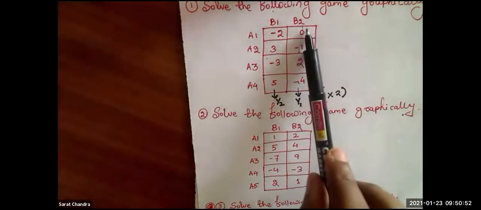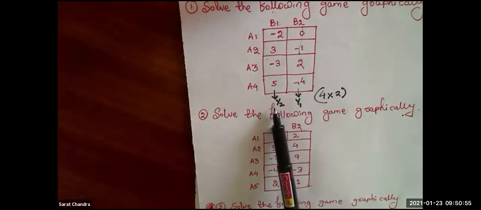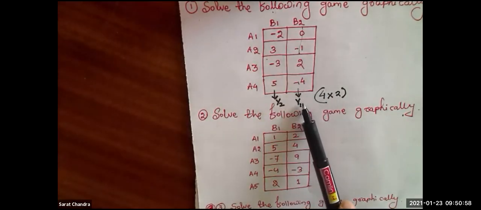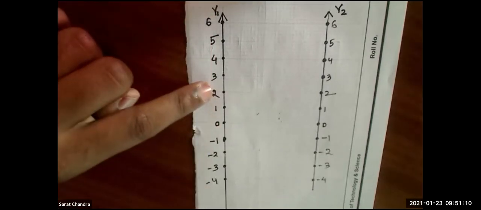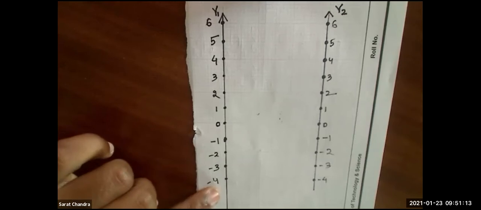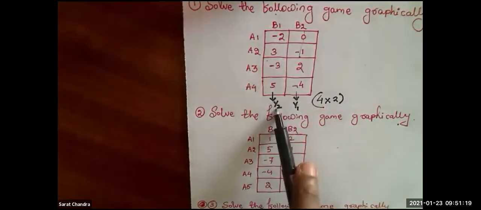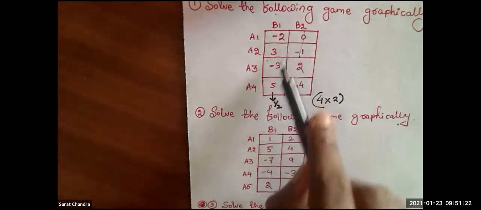Suppose I am taking this as y1 and this as y2. In y1, what is the maximum value? Maximum value is 2. What is the minimum value? Minimum value is minus 4. So accordingly I will plot the graph. If this is y1, maximum value 2 is there, yes. Minimum value minus 4 is there, yes. Similarly, in y2, maximum value is 5. Minimum value is minus 3. I will check it. This is my y2. Maximum value 5 is there, yes. Minimum value minus 3 is there, yes. So I can do it. This is just common sense.